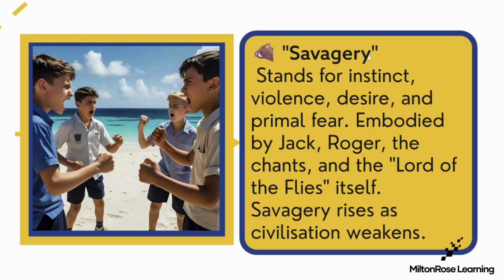So savagery is embodied in the characters of Jack, Roger, the chants that they roll out over the island, and the Lord of the Flies itself. So savagery rises as civilization weakens. It's what they call a zero-sum game. As civilization declines, the savagery increases to fill the gap.